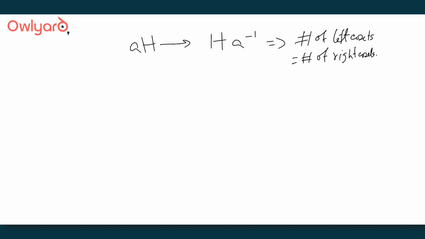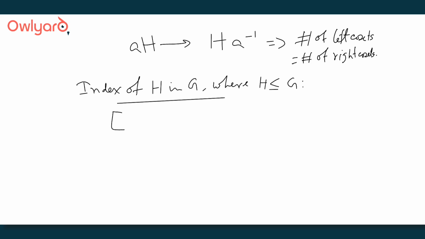So now we define something called the index of H in G, where H is a subgroup of G. The way it is denoted is the index of H in G, and the definition is the number of cosets of H generated by all the elements in G.